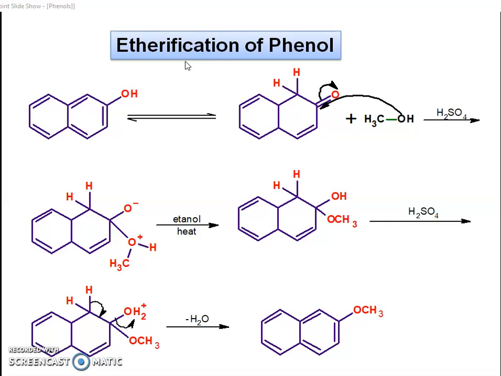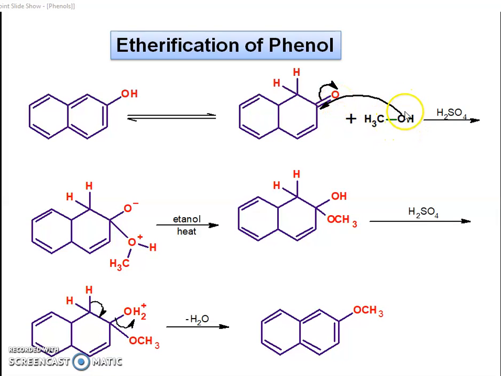The next reaction we will see is here, the etherification of phenol. The etherification of phenol takes place in three steps. In the first step, what happens? This phenol, whose other name is beta naphthol, can isomerize, and keto-enol tautomerism can take place. This enol is converted to ketone.